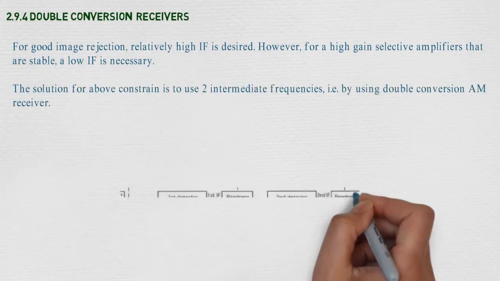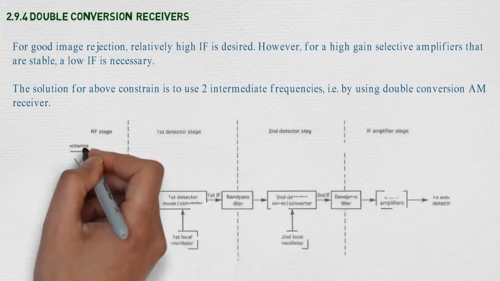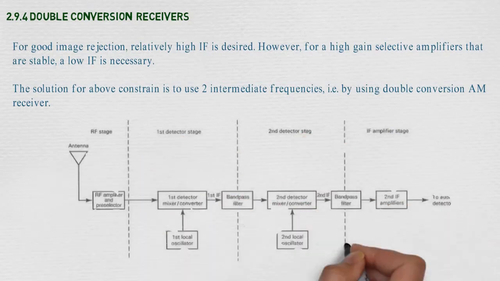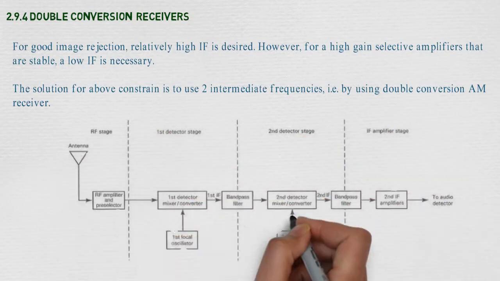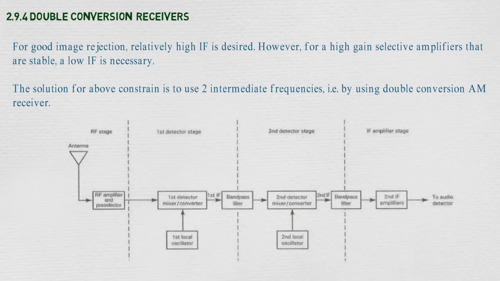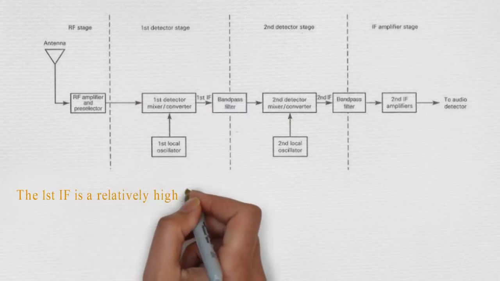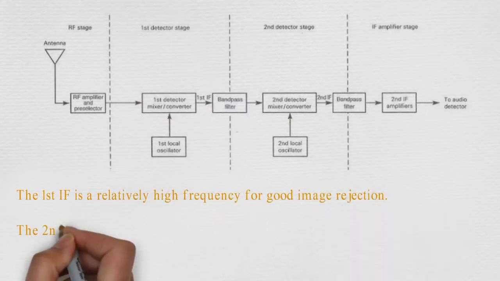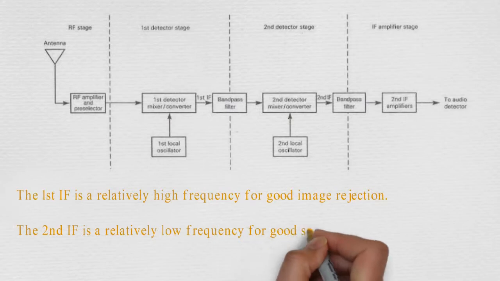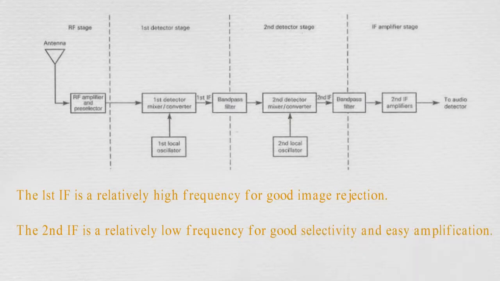For good image rejection, a relatively high IF is desired. However, for high-gain selective amplifiers that are stable, a low IF is necessary. The solution for the above constraint is to use two intermediate frequencies, for example, by using a double conversion AM receiver. The first IF is a relatively high frequency for good image rejection, while the second IF is a relatively low frequency for good selectivity and easy amplification.